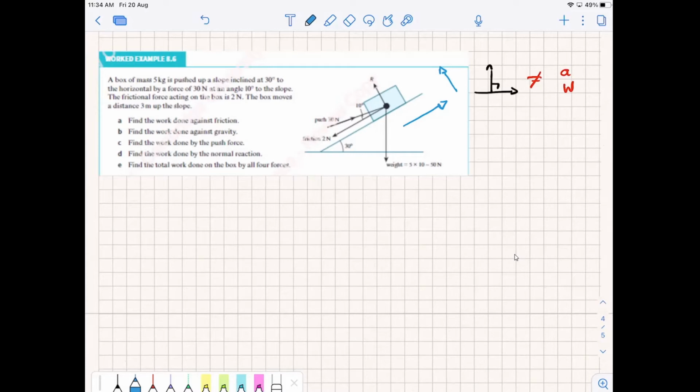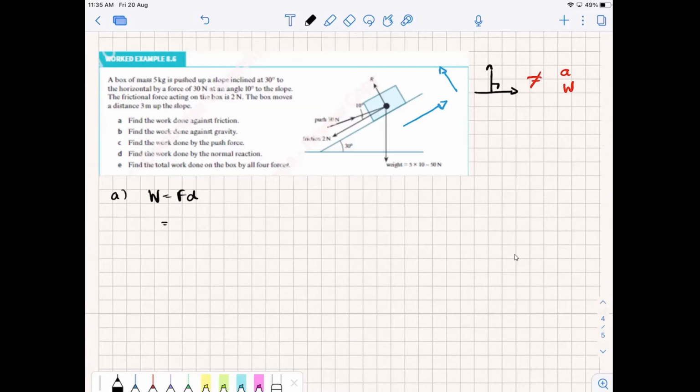The first thing they want us to do is find the work done against friction. So work is being done against something. Think about against gravity, you're going to get a negative force. So it's working in the opposite direction that the object is moving. In other words, it's working to prevent movement. So let's go A, work equals force times distance. What is the force of friction? Did we have to calculate it, or was it given to us? It's given to us as 2 newtons.